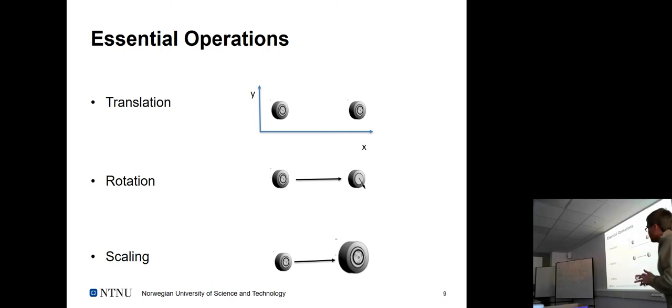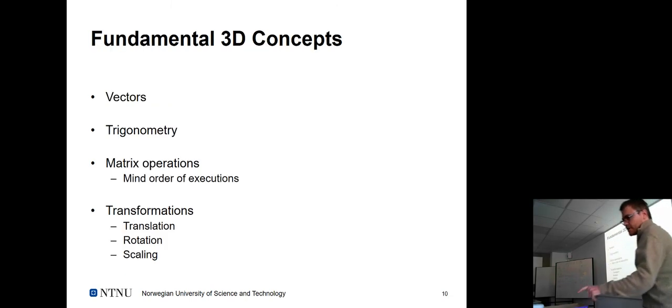Before we do that, some of the fundamental concepts that we need to deal with in order to comprehend this coherently. So we have the concept of vectors. Then we need to talk about a bit of trigonometry. Is that the right pronunciation? Yeah? Okay, trigonometry. And then the matrix operations, as mentioned before, and then we look at the transformations, which obviously are special cases of those ones.